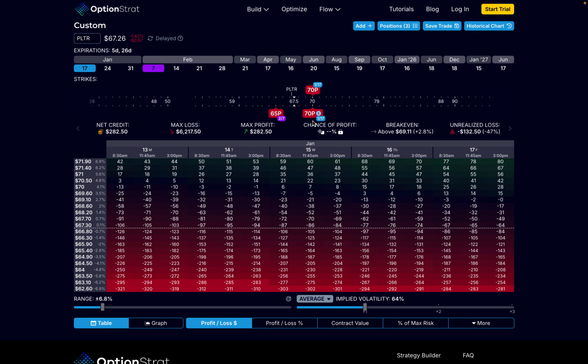In fact, if February 7th comes and Palantir is below $65 a share, then I can roll my trade over again. I can do the exact same thing and potentially lower my strike price even more and collect even more premium. So that's the third potential scenario we can consider when our cash secured put drops below our strike price.